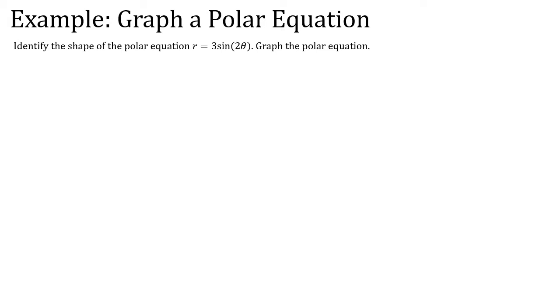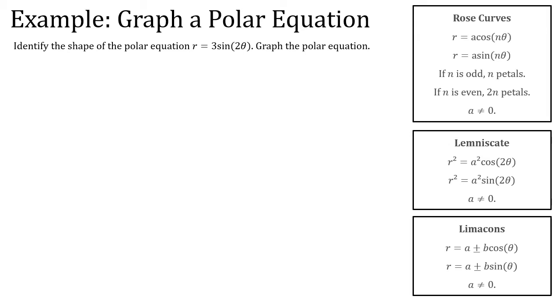Now let's look at an example where we are asked to graph a polar equation. Identify the shape of the polar equation r equals 3 times the sine of the quantity 2 theta, and then graph the polar equation. So, using the equations that we've learned about rose curves, lemniscates, and limacons, which one of these seems to match the form that we're given of r equals 3 times the sine of 2 theta?